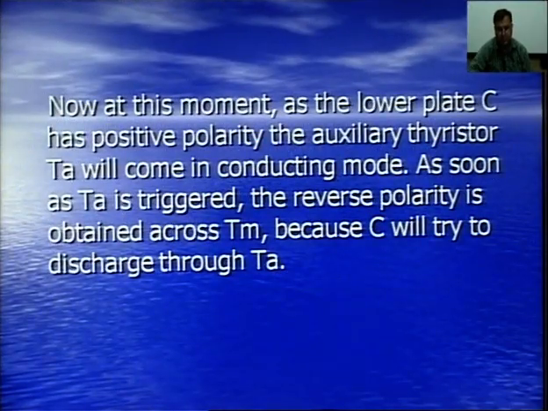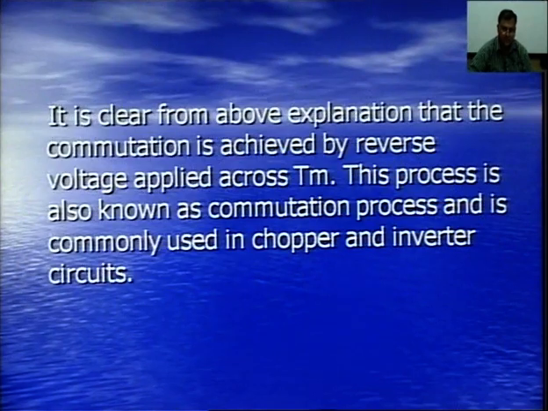Now at this moment, as the lower plate of C has a positive polarity, the auxiliary thyristor Ta will come into conducting mode. As soon as Ta is triggered, the reverse polarity is obtained across Tm, because C will try to discharge through Ta. It is clear from the above explanation that the commutation is achieved by reverse voltage applied across Tm. This process is also known as the commutation process and is commonly used in chopper and inverter circuits.